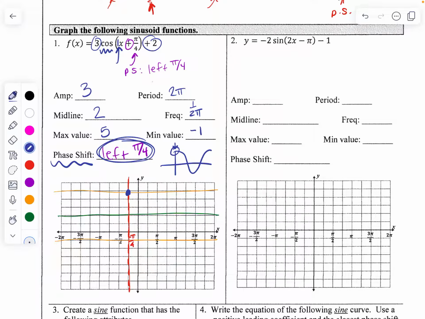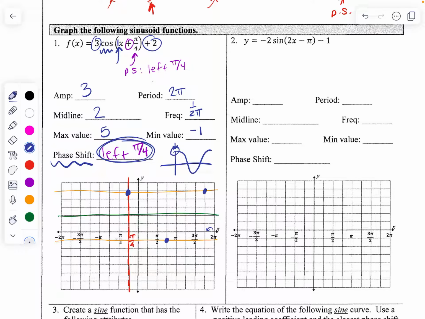I know I'm going to go 2 pi away. So 2 pi from negative pi over 4 is just pi over 4 to the left of 2 pi, so that's where it's going to end up. Halfway through, which will be between pi over 2 and pi, it's going to be a minimum, and we know halfway between those points, they're going to be on the midline.